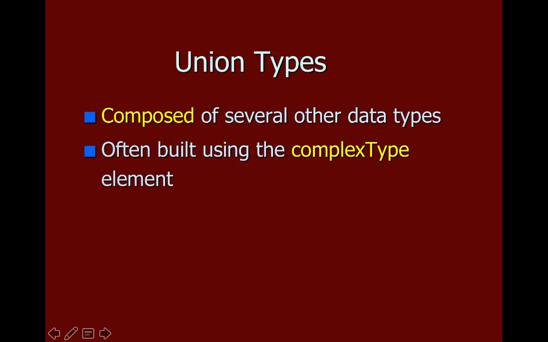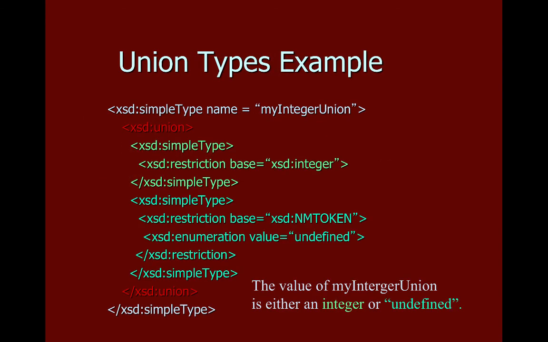Union types, just like unions in C, in the programming language C. So it's saying that my integer union is either an integer or an NMTOKEN, which is undefined. So it's saying that the value of this is either integer or undefined. So undefined is actually a keyword found in xsd:NMTOKEN, a special token, if you like.